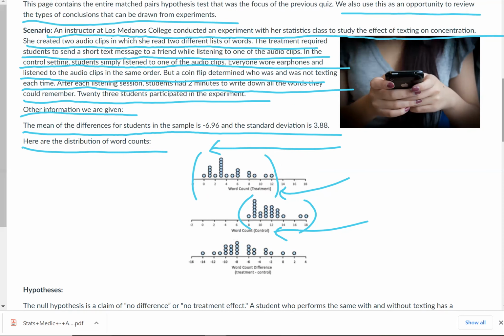But because both of those, the word count for the treatment and the word count for the control group, are kind of skewed, one skewed left, one skewed right, that's why, like on previous pages, we talk about using a difference between them. Now look at the difference graph. It's just taking the average word count for the control and the treatment and subtracting them. And we get this more of a normal distribution. That's why we use that. So you can kind of see that.